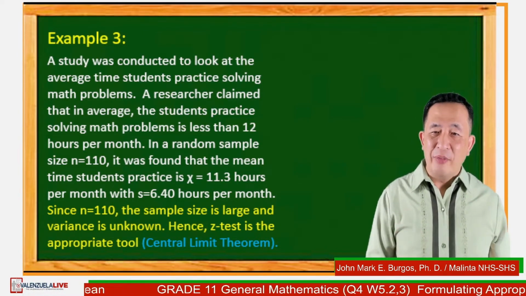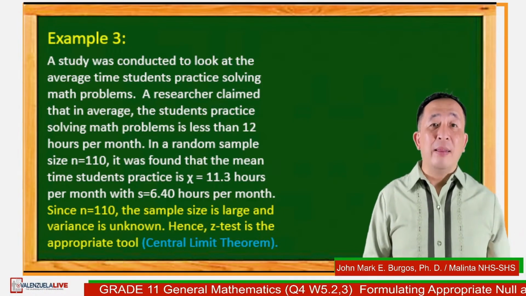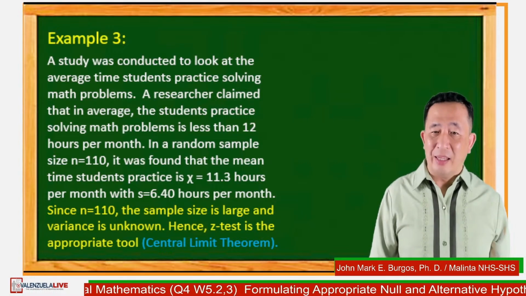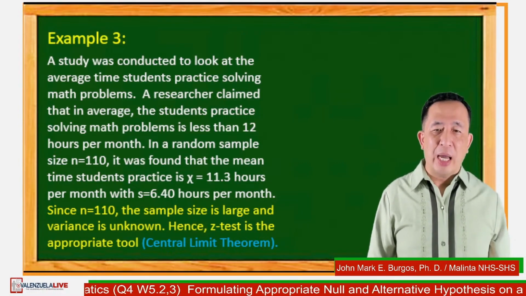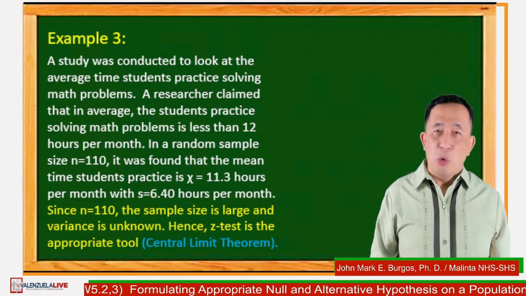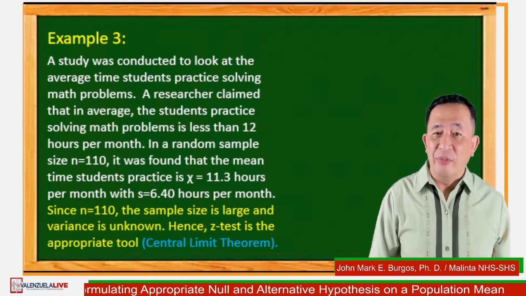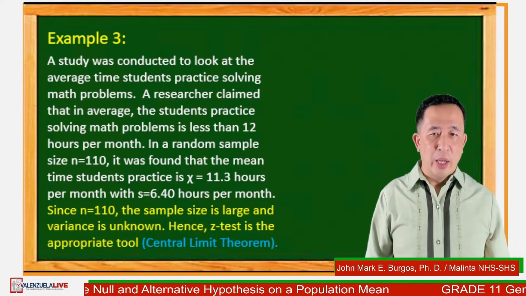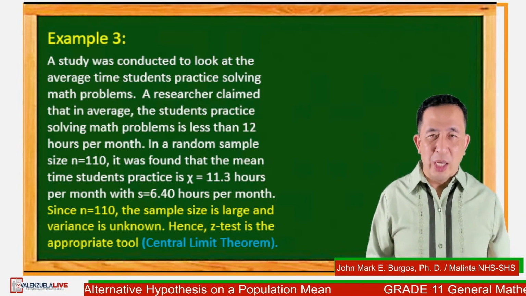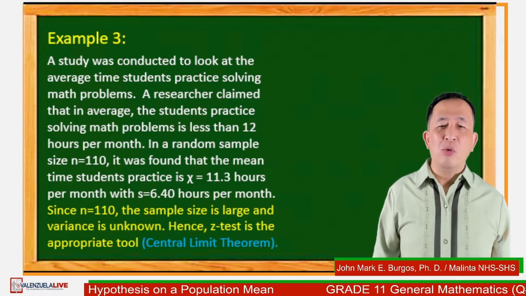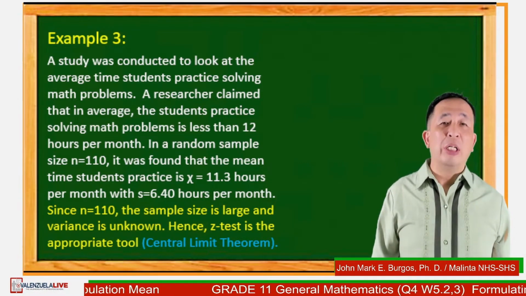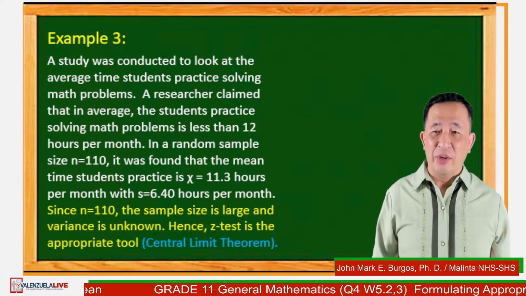Now, let's remember this. Since n, or the number of samples, is 110, the sample size is large. When you say large, that's greater than 30. And the variance is unknown. So what are we going to use? Hence, we will be using the z-test, which is the appropriate tool according to the central limit theorem.